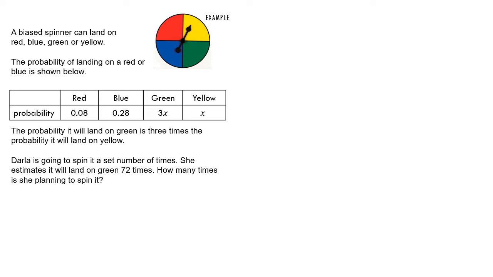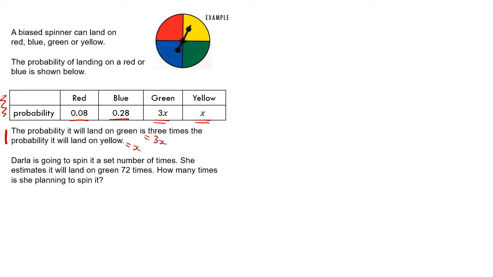Now, this example takes it on a little bit. So we've got to buy a spinner. It's not going to land on the different colours the same number of times. And we've got the probabilities in our table here of landing on each colour: 0.08, 0.28, 3x and x. And that's just a way of showing what it says in this next sentence. The probability it will land on green is 3 times the probability it will land on yellow. So the probability of landing on yellow we've called x. 3 times that gives us 3x for green.